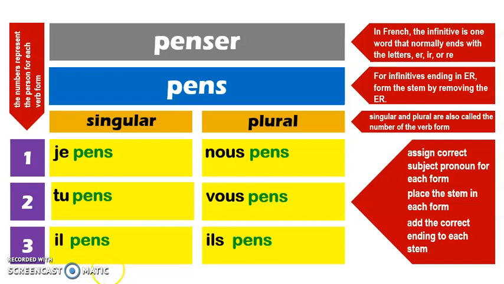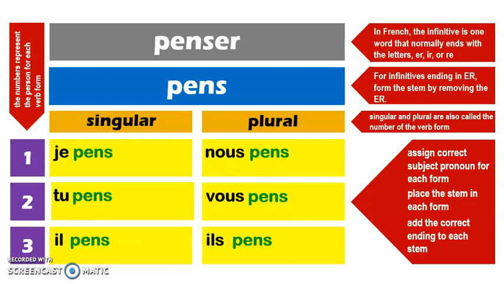In English, we do this, but we just barely do it because the only form in English that gets an ending is the third person singular. We don't say I see, you see, he see. We say I see, you see, he sees. We see, you see, they see. So in the third person singular in English, we add an S. But that's the only form that gets an ending. Well, in French, it's not quite that simple. Each one of these verb forms is going to have an ending.